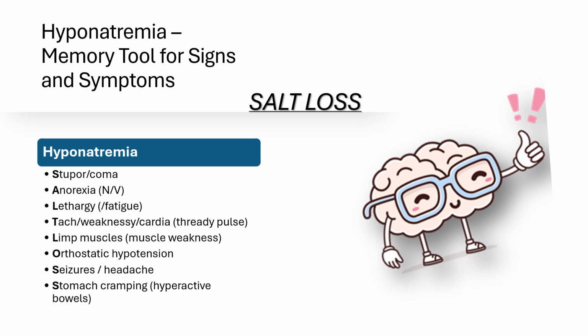So with this, we've got stupor slash coma, A for anorexia, L for lethargicness, T for tachycardia, so that thready pulse, L for limp muscles, muscle weakness, O for orthostatic hypotension, S for seizures, S for stomach cramping. So that's just an easier way to think about these signs and symptoms of what's going on with your patient.